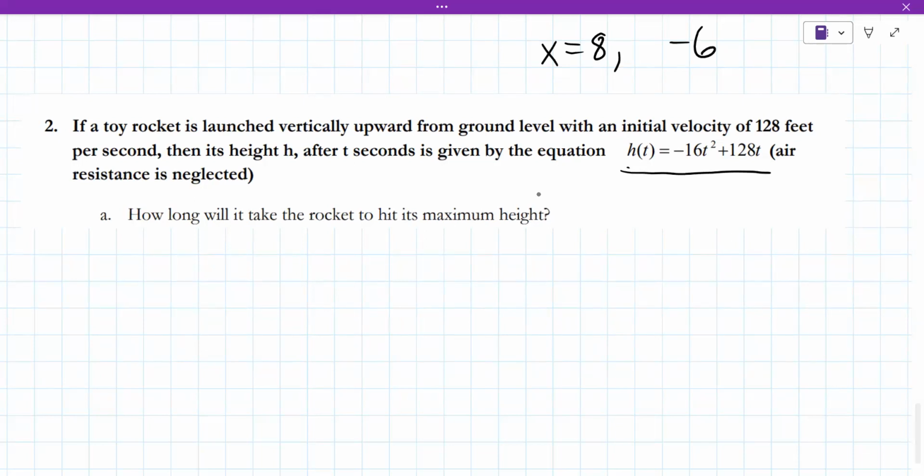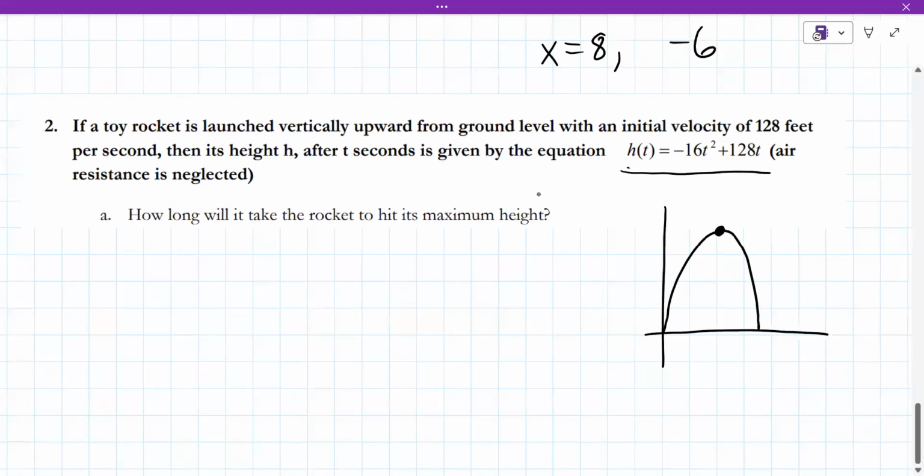Okay. So there's a couple of things that they can ask you about when you're dealing with one of these rocket problems. The first one is what's called the vertex. The vertex has 2 points. It's got an X and a Y. You can be asked when does it occur, and then what is it, or how high is it? Think of that as place one.